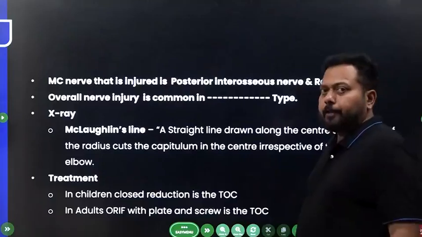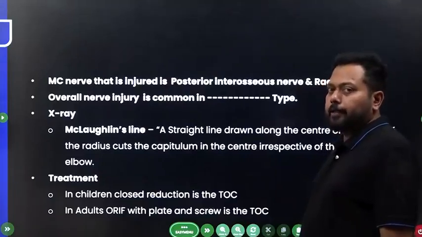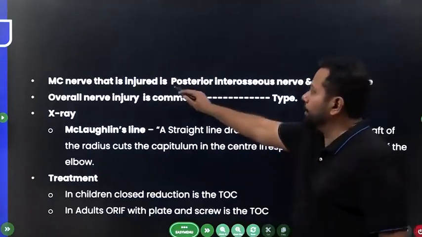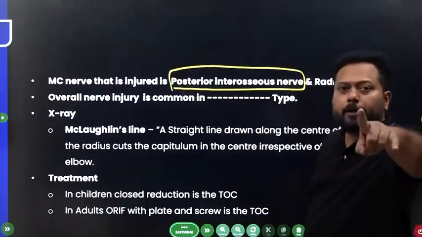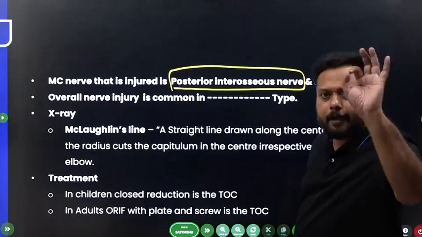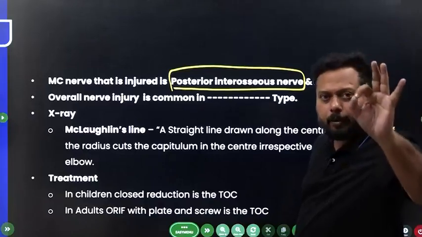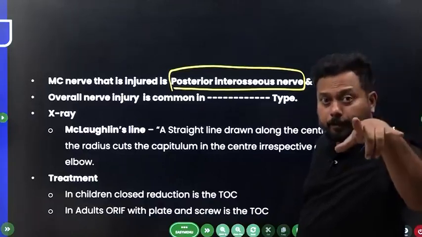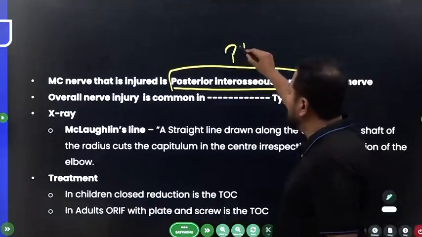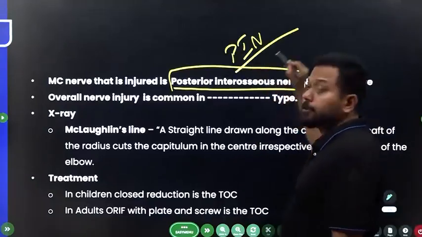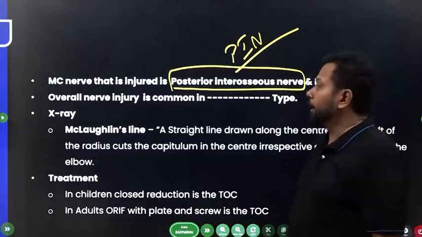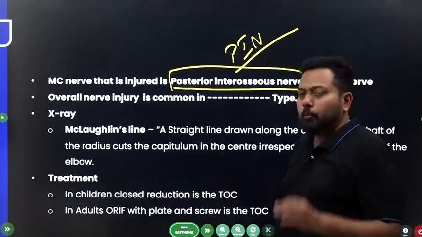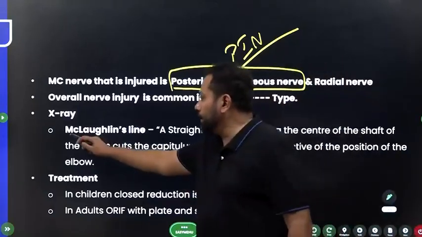Most common nerve that is involved or injured in case of Monteggia's fracture is posterior interosseous nerve. Should be very careful. Most common nerve that is involved in supracondylar fracture is anterior interosseous nerve. Most common nerve that is involved in Monteggia's fracture is posterior interosseous nerve. You know, posterior interosseous nerve is a branch of radial nerve. Anterior interosseous nerve is a branch of median nerve.